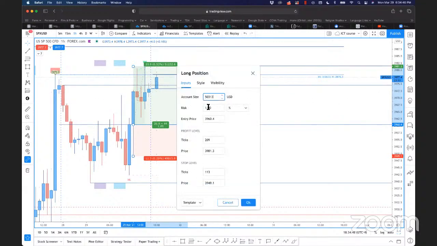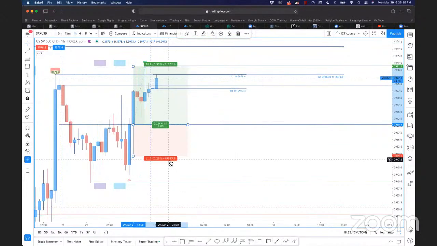And if you put your account size in here, and put your risk, it'll actually tell you how much you would make on the trade too. So if you're going to risk 1%, your entry right here, your profit target is right here, your stop loss is right here. If I won this trade, I would be at 51,232. If I lost this trade, I would be at 49,815.8.